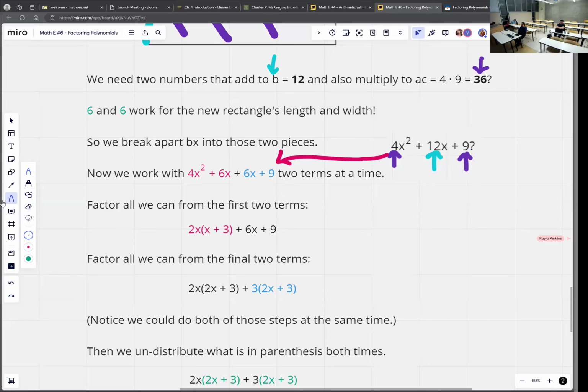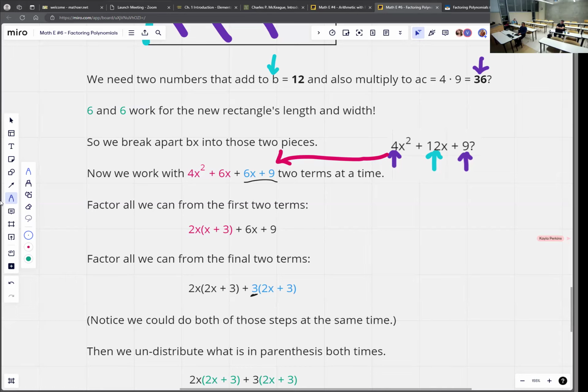Then I do exactly the same from the other terms. I look at the blue ones. And I say, what's the same in both of those? What's the biggest number that goes into both 6 and 9? 6. 6 is not a factor of 9. Oh, sorry. 3, so that will go in front. There's no x's common to both because 9 has no x's at all.